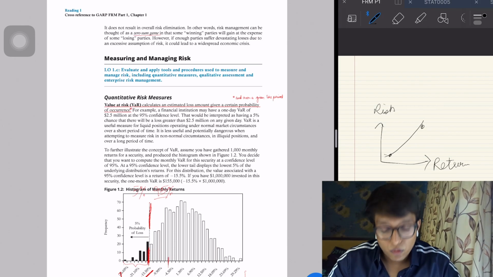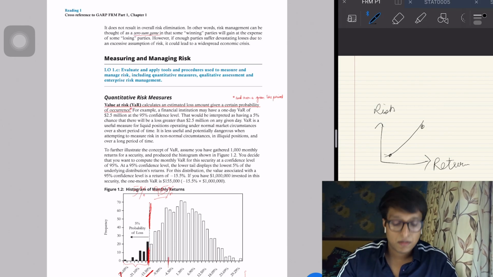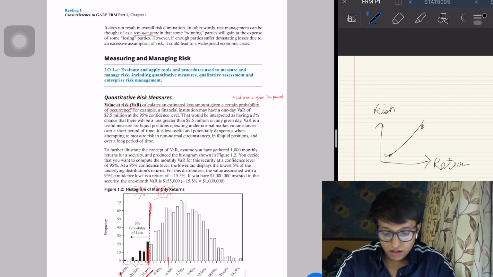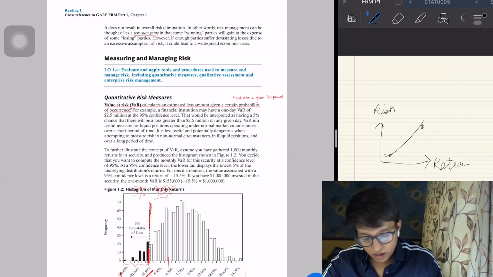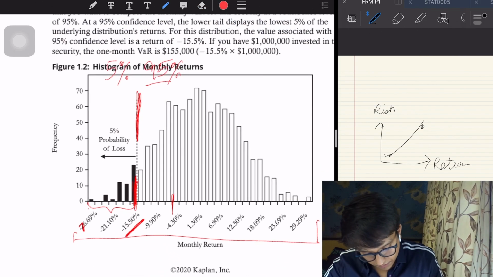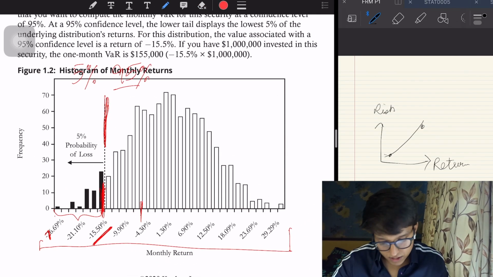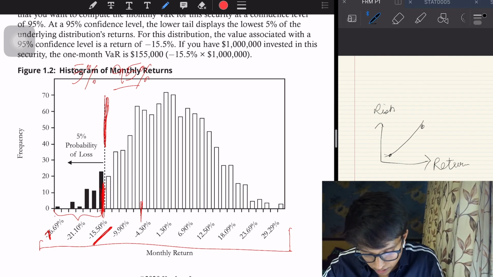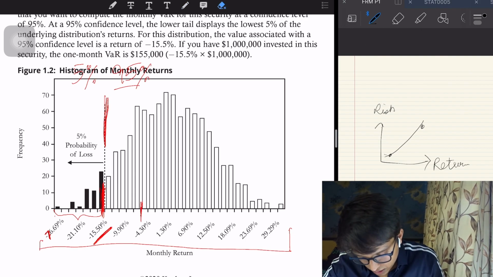So now we will move on to the second point, which was measuring and managing risk. The first one, like I said, was brainstorming. The second here, which is mentioned here, is quantitative measures, value at risk. So what it talks about is that I'll explain it to you first. Let's say you take 1000 monthly return data and you order them from smallest to largest over here.